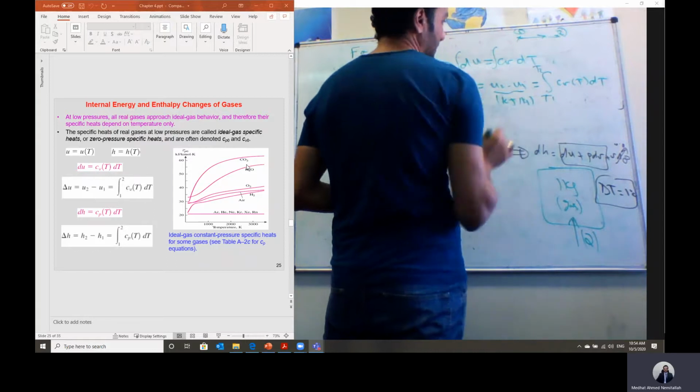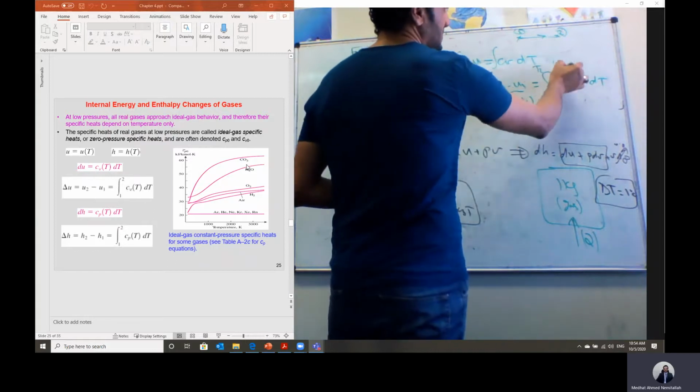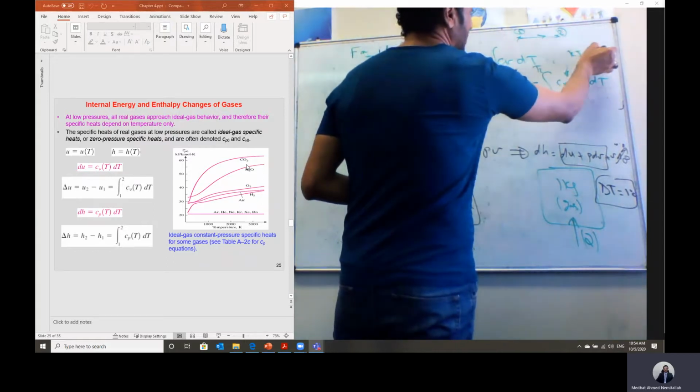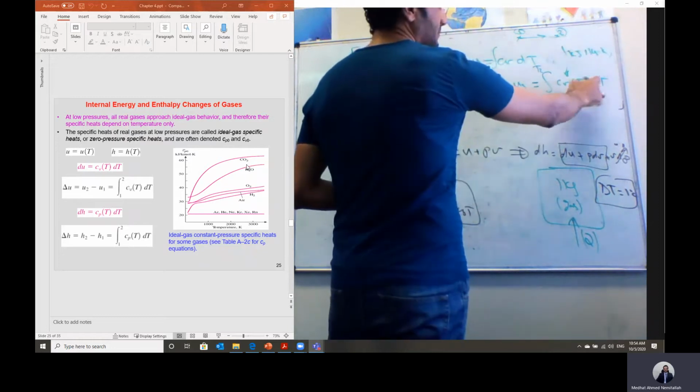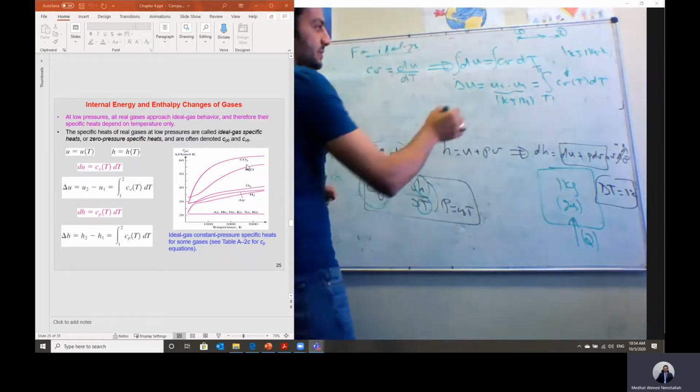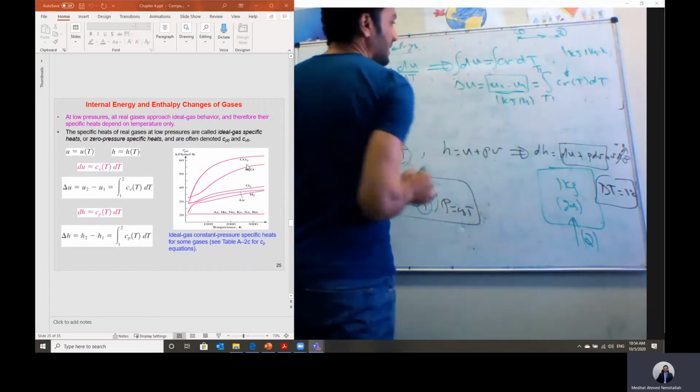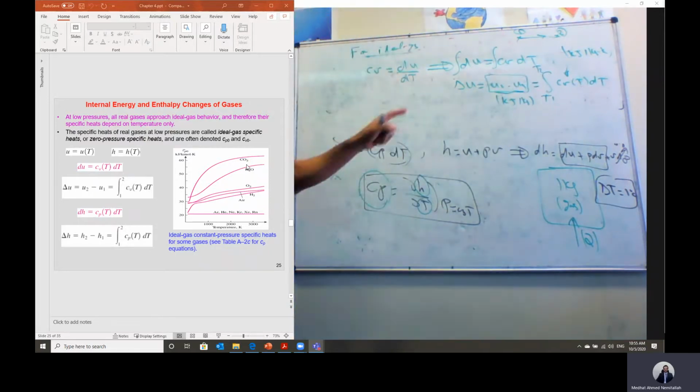This is kilojoule per kilogram. CV is kilojoule per kilogram Kelvin, multiplied by delta T in Kelvin, so it will be kilojoule per kilogram. So delta U in this case is calculated. This is the specific value. To calculate the total value, you have to multiply by mass.